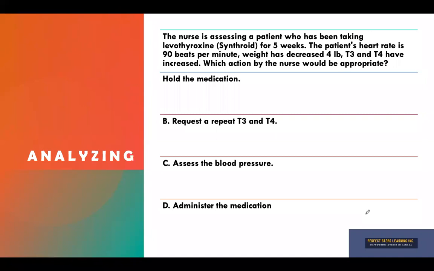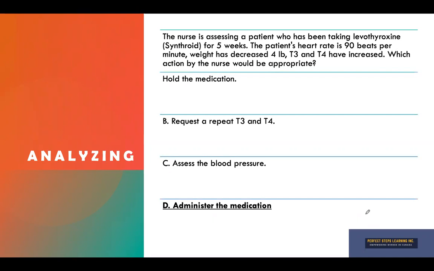So is having a heart rate of 90 normal or abnormal? Having a weight loss of 4 pounds in 5 weeks, is it okay? And having higher amounts of T3, T4, was this the expected outcome? Did we want this? If yes, then administer. If no, then choose anything from A, B, C. All right, so I'm sure you guys have your answer, and the correct answer is D, administer the medications, because weight loss and increasing T3, T4 are pretty much expected, and a heart rate less than 100 is normal, so it's all good.